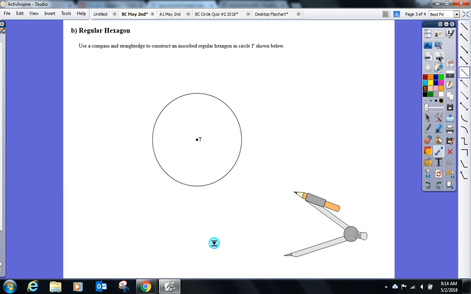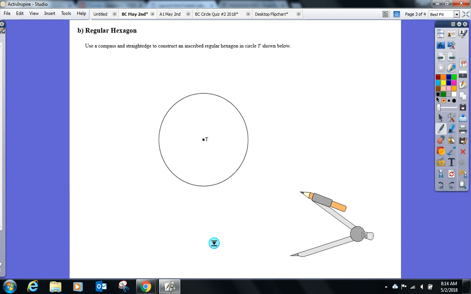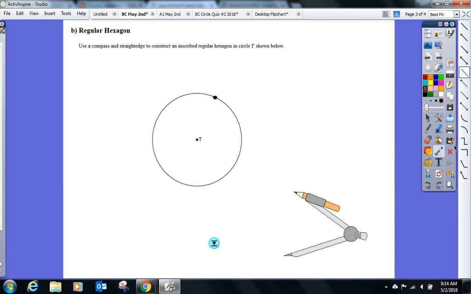I'm going to show you how to do the construction, and at the end, I'm going to show you why it works. So just let me show you the steps now, and then at the end, I'll prove to you why it works. Okay? Draw in a radius for me. Anywhere. Make a point somewhere on the circle, and draw in a radius for me.